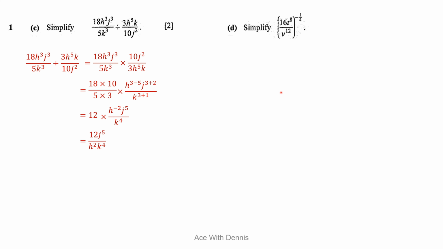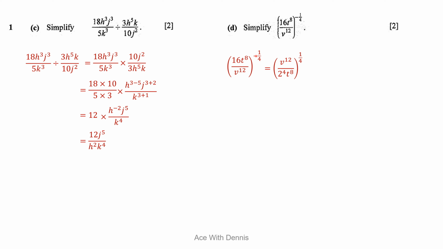Next one, D. Simplify (16t to the power 8 over v to the power 12) to the power negative 1 over 4. 2 marks. Again, this is simplifying an indices expression. What we need to do is change the negative power to a positive power first, to make it easy.